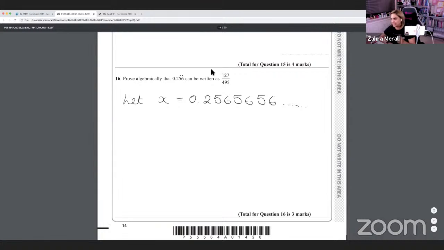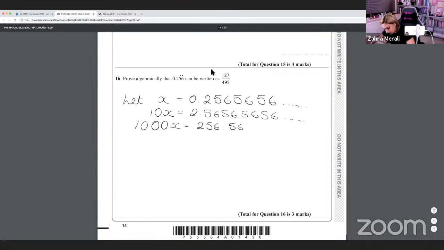I can't take anything away until the end bits are all the same. So I'm going to first times it by 10. So I get 2.565656, because that's what that means. Now I want to get rid of this 5, 6. If I only times it by 10 more, it's going to be 6565. So I need to times it by 100 more, which gives me 1,000x. So I get 256.5656.